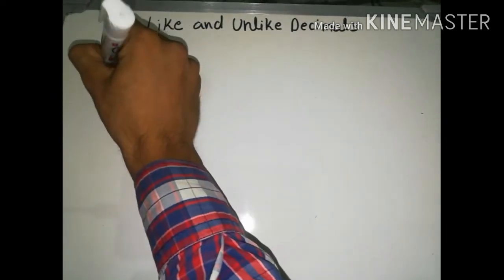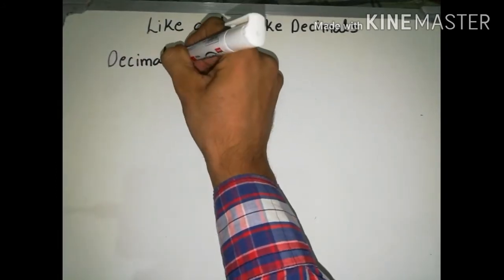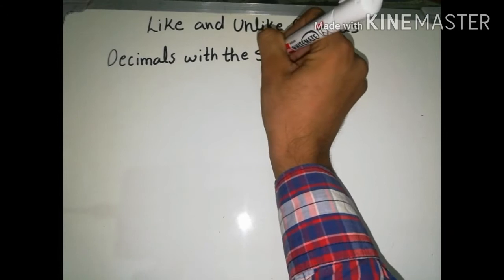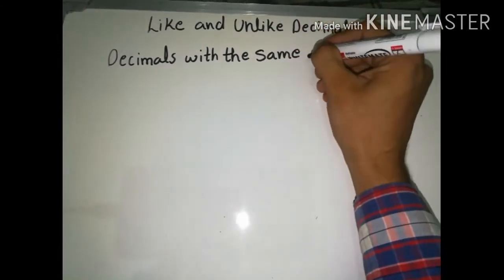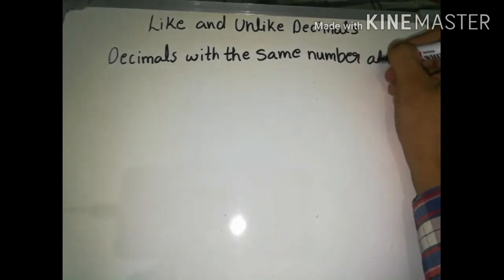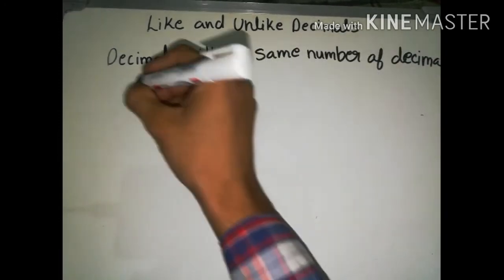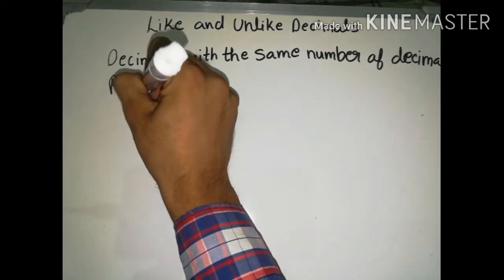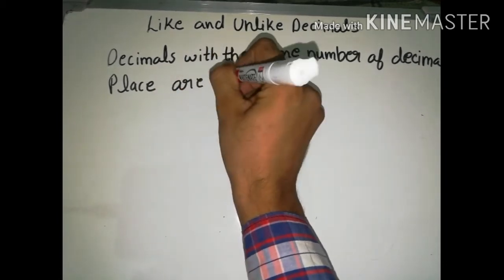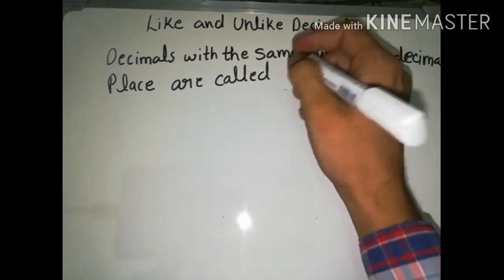So what are like decimals? Decimals with the same number of decimal places are called like decimals.